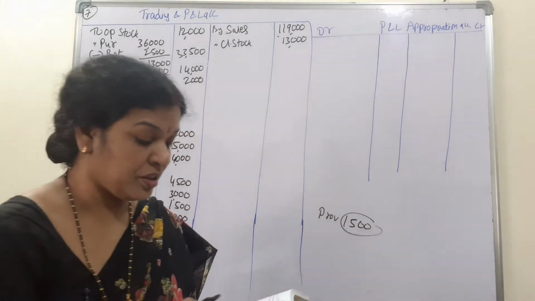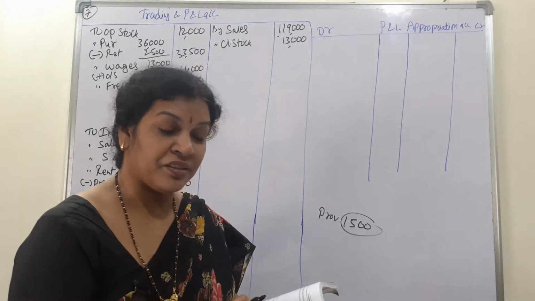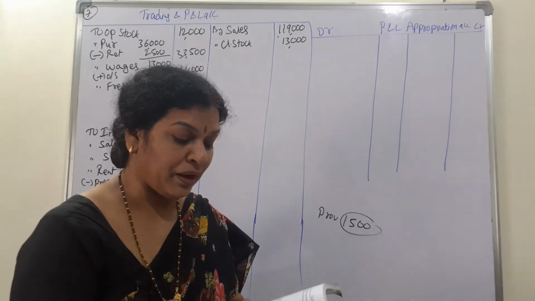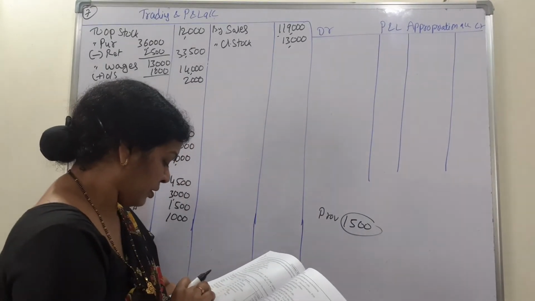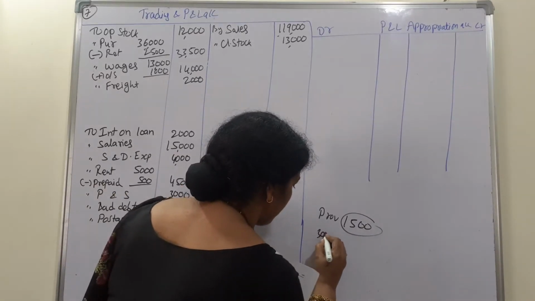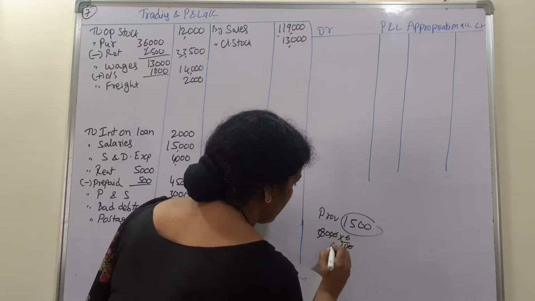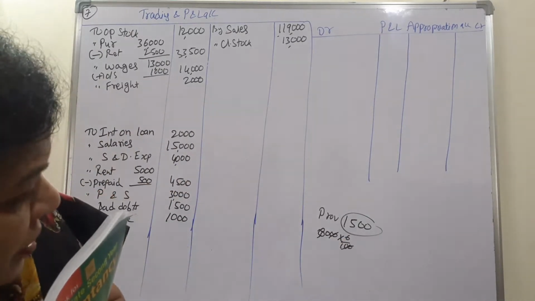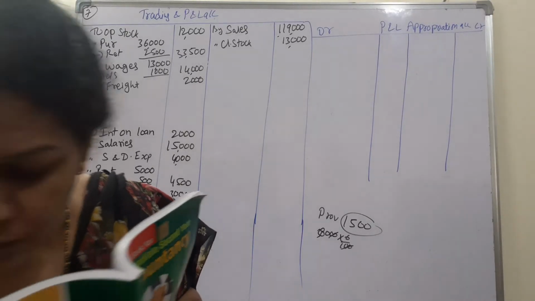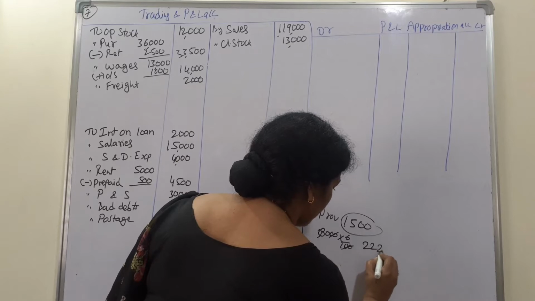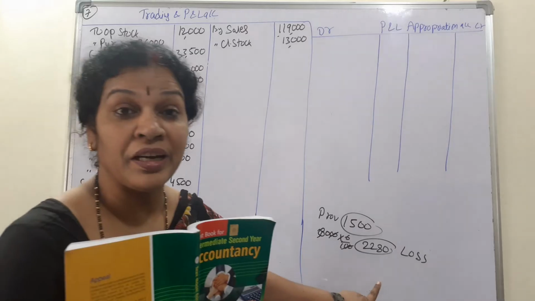Out of that, how much is the loss? Loss is given in the adjustments. Provide for bad debts at the rate of 6% on debtors. Debtors are how much? 38,000. Into 6%. 380 into 6, 2,280. This is the loss, which is given in the adjustment.